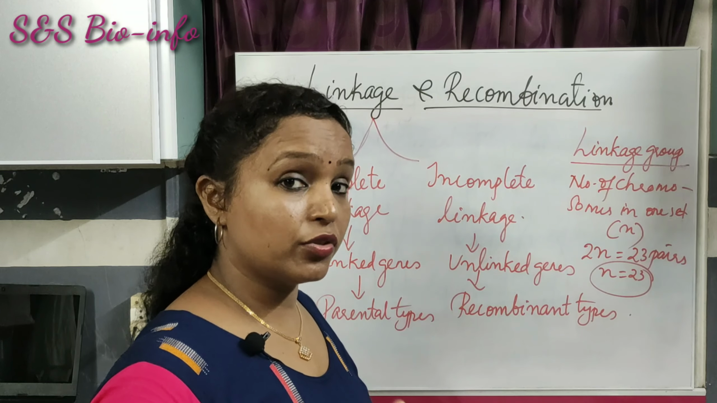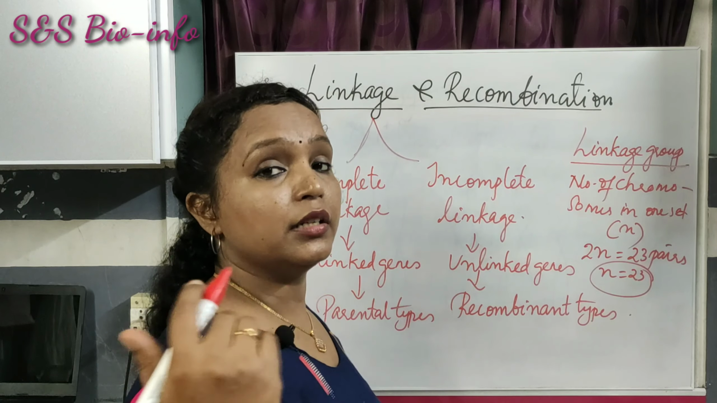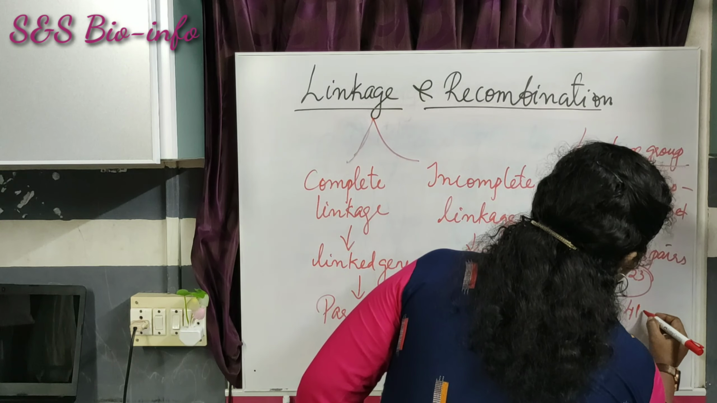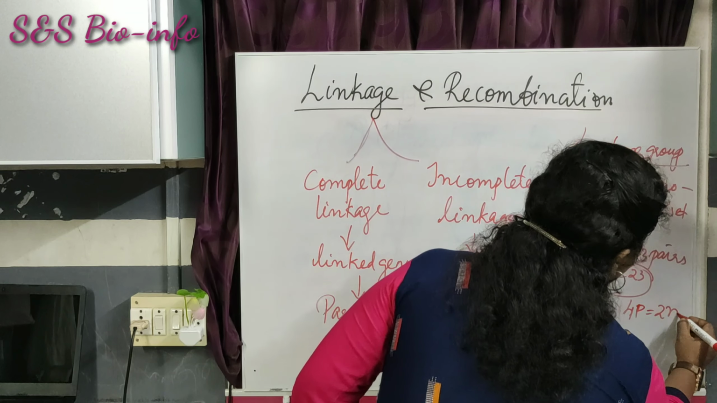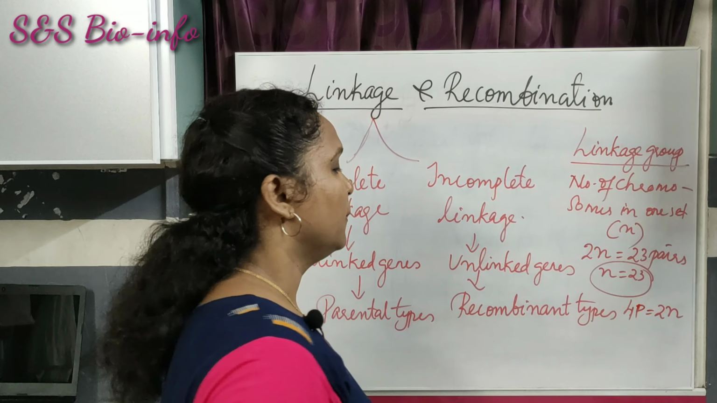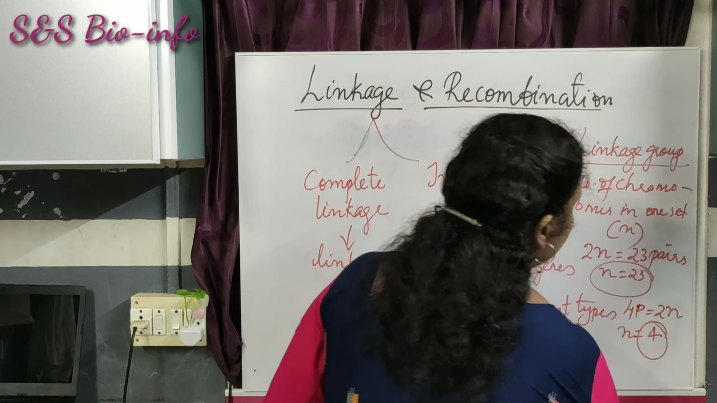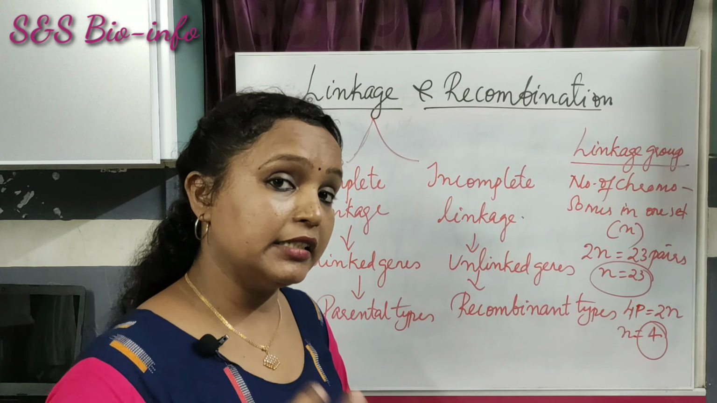In the case of Drosophila melanogaster, it has 4 pairs of chromosomes. That is the 2n number in Drosophila, so the n number is 4. So that is the meaning of a linkage group.